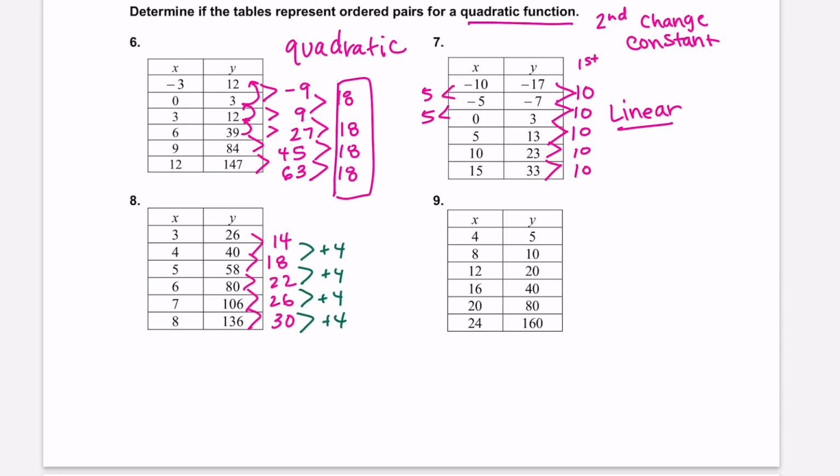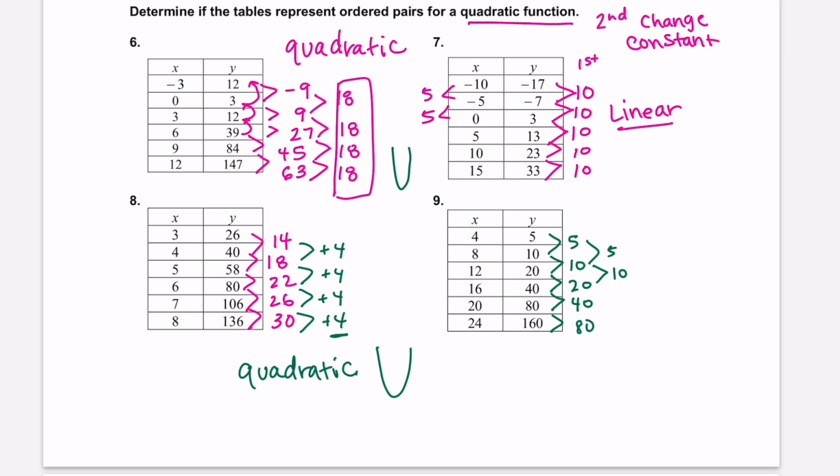Number 8, if we find the first change and then the second change, you will notice they always go up by 4. That's going to be a positive concave up graph. Number 6 is also going to be concave up because that second change is positive. And then it is going to be quadratic because the second change is constant.